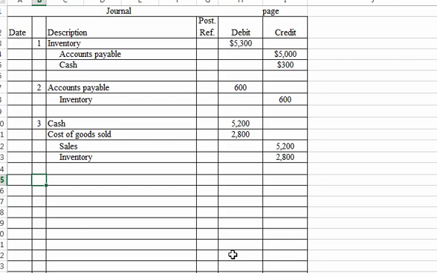Okay, now that takes care of the entries on exercise 8-1. Now let's move along with exercise 8-2. It's the exact same thing, except we're going to use a periodic inventory system. Now let's look at how it's going to be different. First off, we're not going to use an inventory account. We're going to debit purchases instead. And we won't have the cost of goods sold account. We'll calculate it at the end of the year.